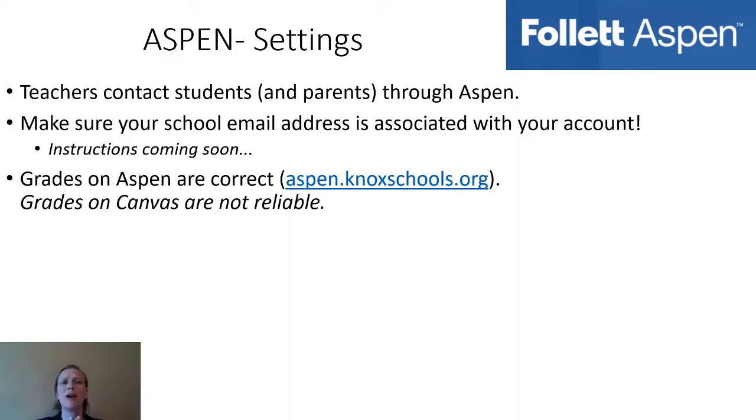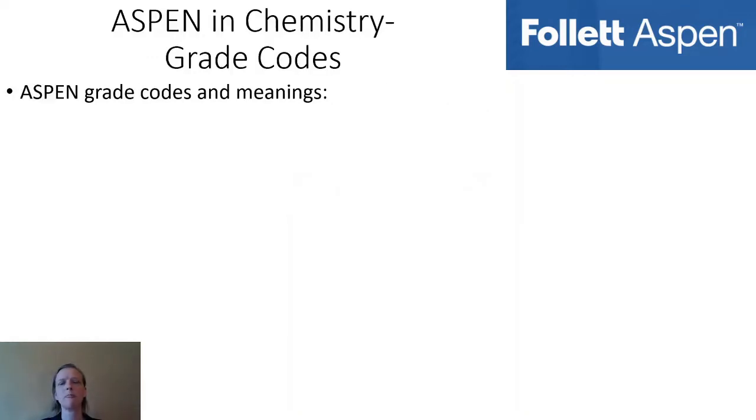It's important to know that the grades on Aspen are correct. That is the place you go to look for grades. You will sometimes see grades posted on Canvas. I will sometimes use Canvas if there's an uploaded rubric for grading, but generally speaking, Aspen is where you look for grades. So you will sometimes see grade codes entered on Aspen. Here are those grade codes that I use and their meanings.